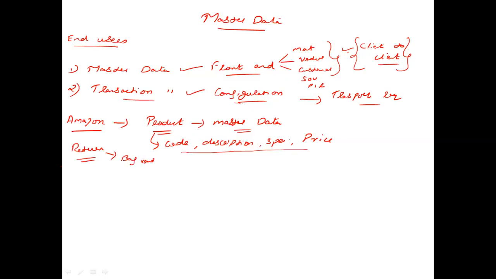Thus, that background work, you can consider it as transaction data. The front end part which you are going to see on the Amazon website, that is your master data. This is the difference between master data and transaction data. Whenever we speak regarding the master data, for example, let's take material.